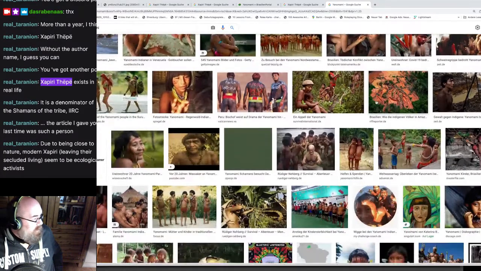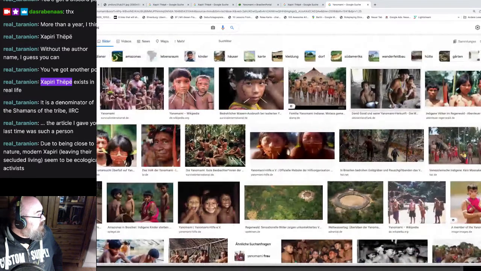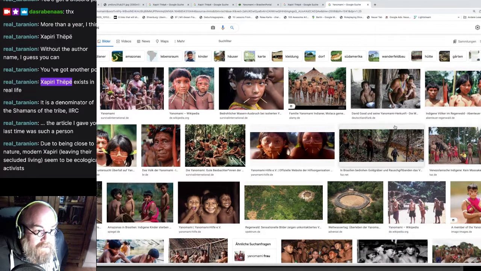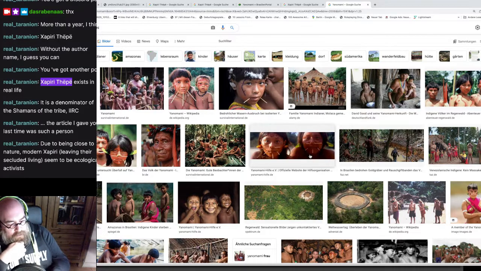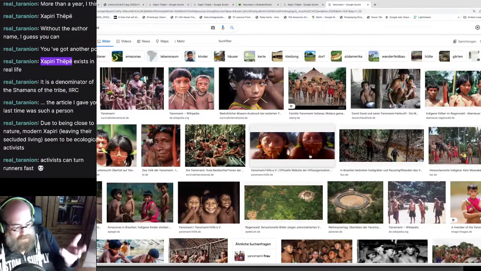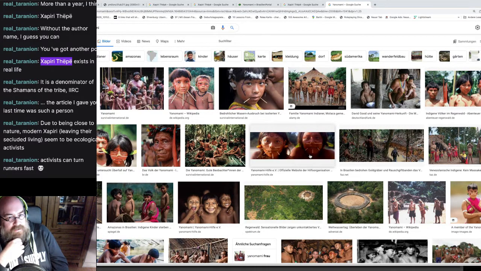And I'm just now looking at picture references of the Yanomami, which seem to fit. Modern Xapiri leaving their secluded living seem to be ecological activists. Yeah, okay, so Xapiri ecological activists may have reason to leave the rainforest and venture out into the Western or Asian world. But maybe I will do one Xapiri who is clearly close to nature in the rainforest, so very with tribal clothing, tribal face paint, whatever, and the other, maybe the female one, being an ecological advisor style of person, face, whatever.